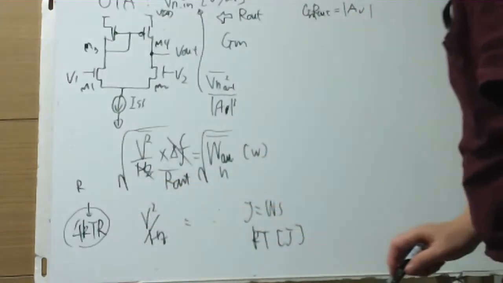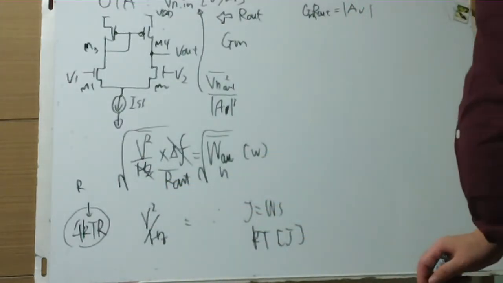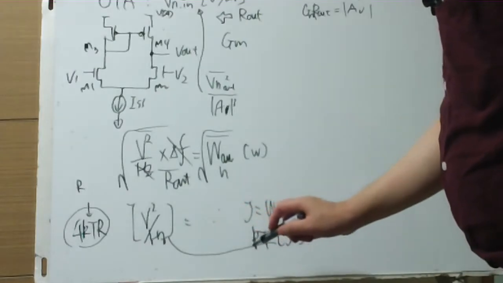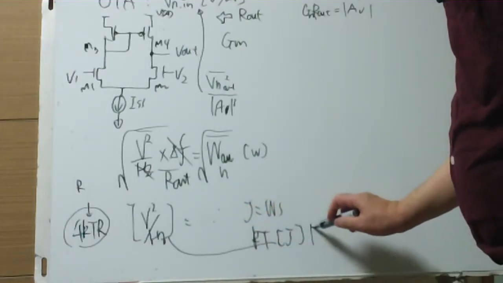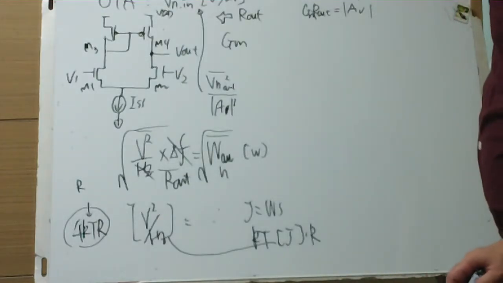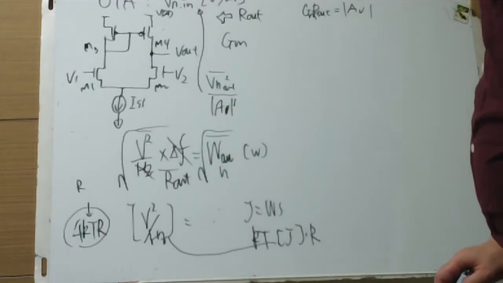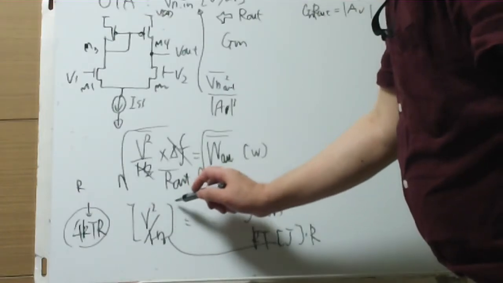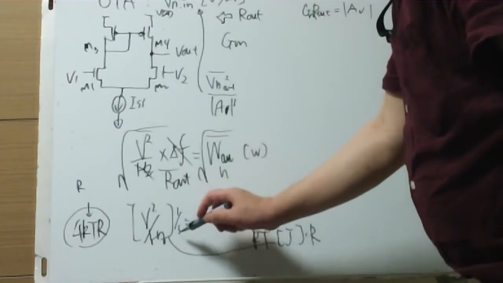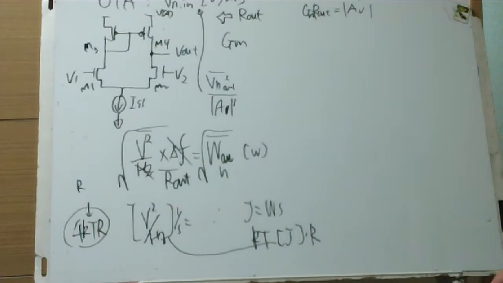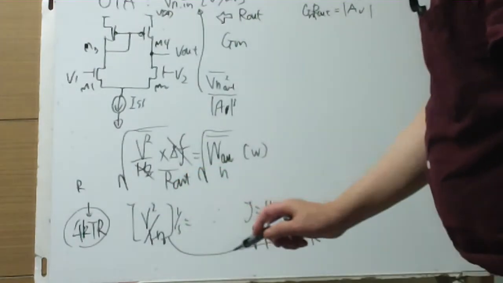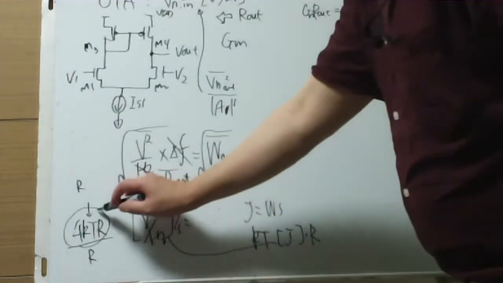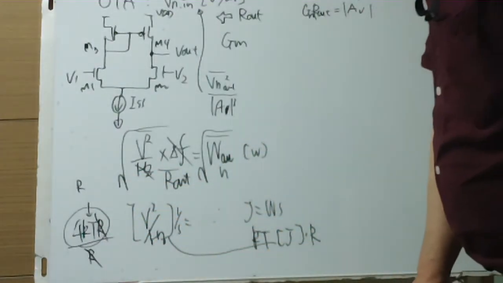The 4kTR is this, this equals joule, 4kT times R times joule. Okay, kT equals joules, and hertz is 1 over S. When 1 over S cancelled, this is volt squared, and when divided by R, 4kT equals actual power, watt, should be watt.